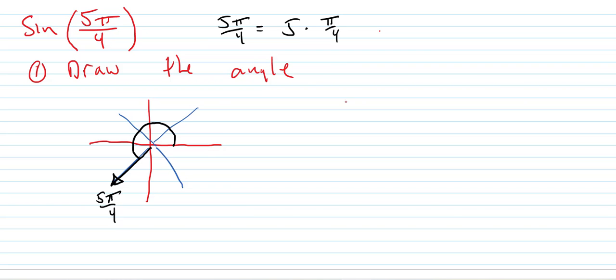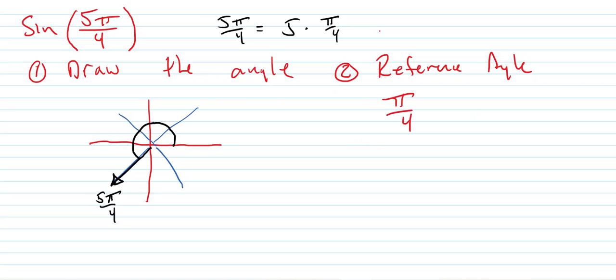Second thing to do is to find the reference angle. So the reference angle in this case is going to be pi over 4. The reference angle, of course, is the angle formed between our angle and the closest horizontal axis, pi over 4.